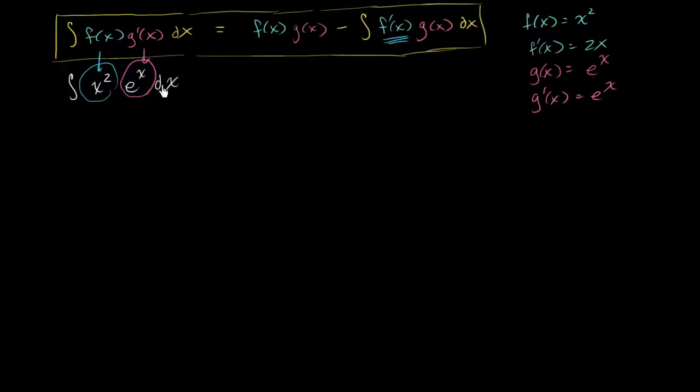So all this thing is going to be equal to f of x, which is x squared, times g of x, which is e to the x, minus, let me do that in that yellow color, I want to make the colors match up, minus the antiderivative of f prime of x. Well, f prime of x is 2x, times g of x. g of x is e to the x dx.